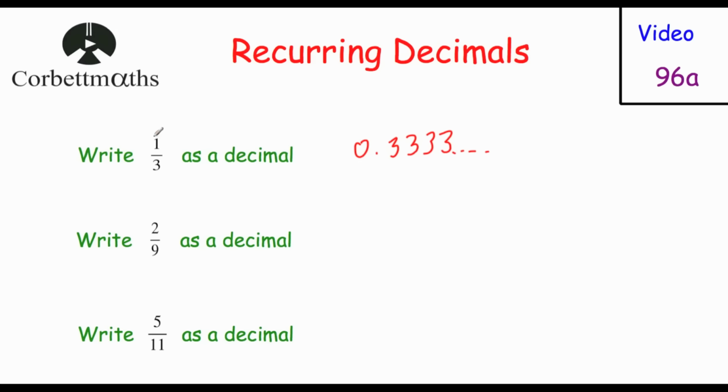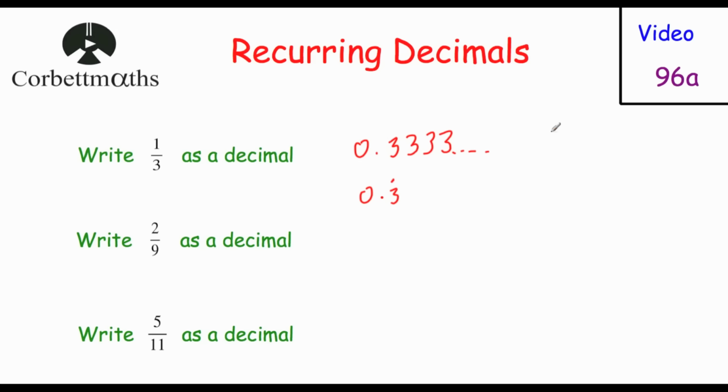And if you do it in your calculator, 1 divided by 3, you will get 0.333333 and so on. And the calculator display will just carry on with 3s. Now sometimes, if you do it in your calculator, you will see this 0.3 with a little dot above it. And that means that the 3 carries on. So if you see this little dot, it means that it is recurring and it just carries on forever.